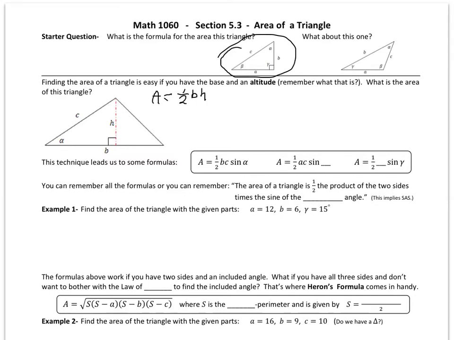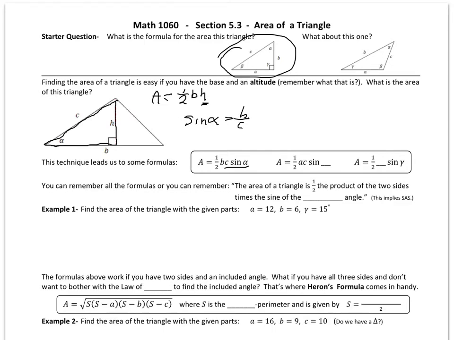So essentially what have I done? I've taken H and replaced it with C sine alpha, correct? Now is H equal to C sine alpha? Can we verify that? Yeah, we can, because if we do the sine of alpha, the sine is what over what? Opposite over hypotenuse. And in this triangle right here, what's opposite of alpha? H. And what's the hypotenuse? C. So H does equal C sine alpha. So that's where that formula comes from. Okay? Pretty basic, pretty simple.